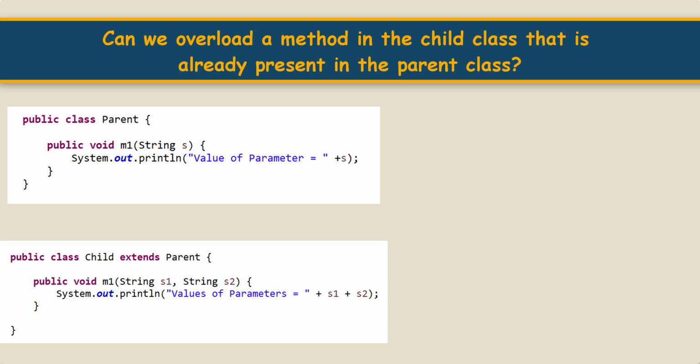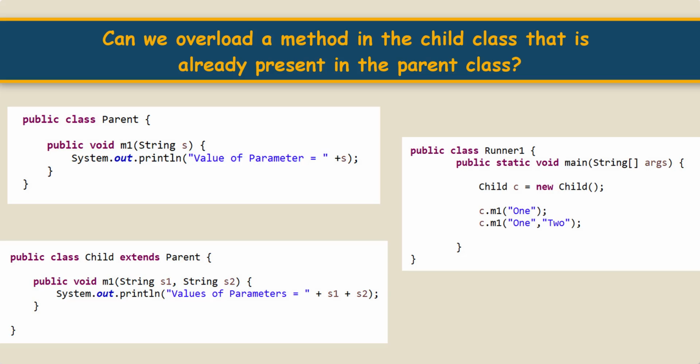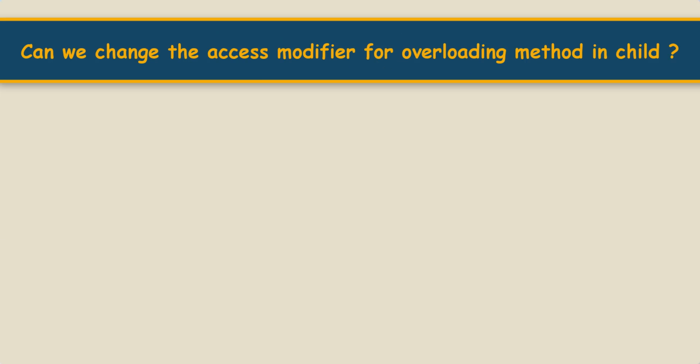So which method will be executed at the runtime? It depends upon the parameters you are sending while calling the method. So if you are calling this m1 method by sending only one string parameter, m1 from the parent class will be executed. But if you are sending two string parameters while calling, the m1 from the child class will be executed.